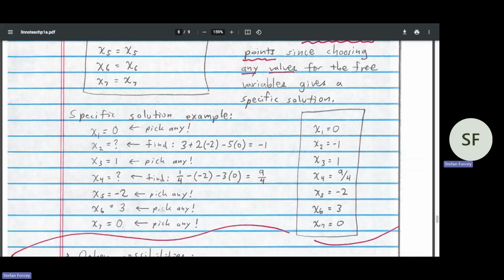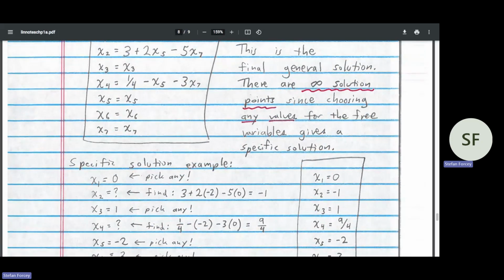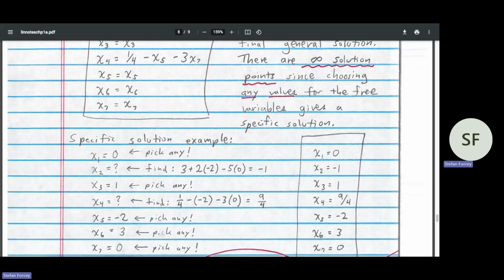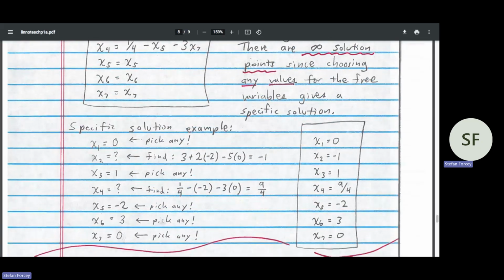And then you can figure out what x2 and x4 are. You have to plug the numbers that you picked into the formulas for x2 and x4. x2 was 3 plus 2x5 minus 5x7. So I plugged in the -2 and 0 that I chose, and I get 3 minus 4 is -1. And for x4, I plug in -2 for x5 and 0 for x7. So for x4, I get 1/4 plus 2. So 1/4 plus 8/4 is 9/4. And then there's my specific solution, a number for each of those variables.